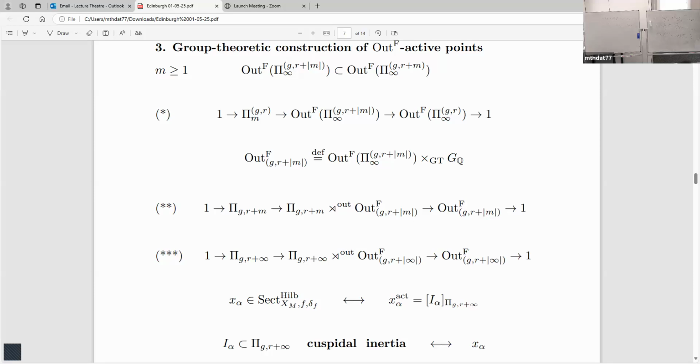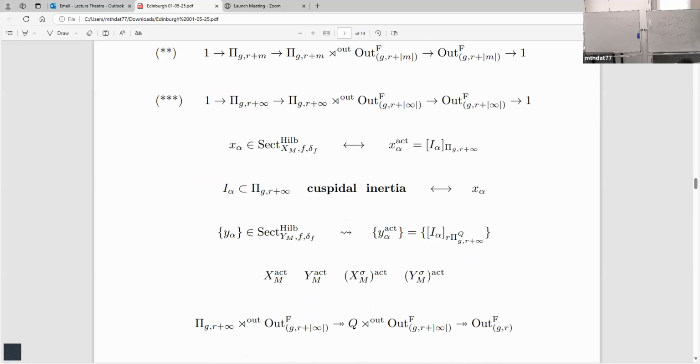Now this group acts on the surface group pi gr plus m in a natural way, and then we take the limit when m tends to infinity, so we get this. Now the kind of points that I consider, this x alpha, which are in these sections which are labeled by the tripod labeling, in fact, they correspond to inertia subgroups here. So it's just the projective limit of this when m goes to infinity. Okay. So these points correspond to cuspidal inertia subgroups here, right?